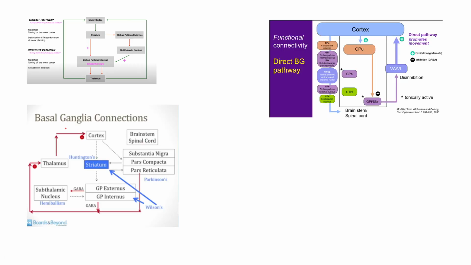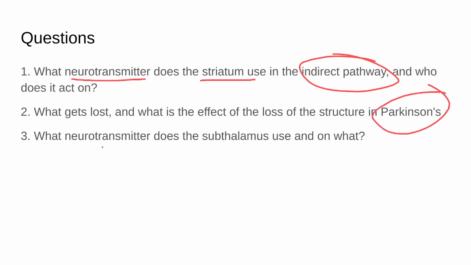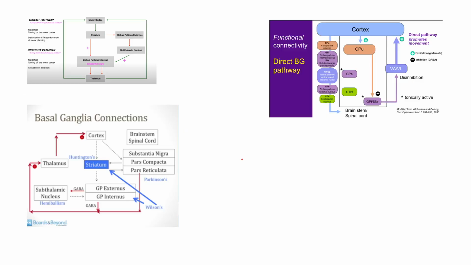So I decided to make my own video on the direct and indirect basal ganglia pathway because I thought the ones that were out there already, maybe they were from PowerPoints, maybe they're from Boards and Beyond, were a little confusing and hard to orient what's going on and answer questions like: what neurotransmitter does the striatum use in the indirect pathway, what happens in Parkinsonisms, and what does the subthalamus use? When you try to follow these diagrams, I couldn't answer them even looking at this right now, or this one, or this one.